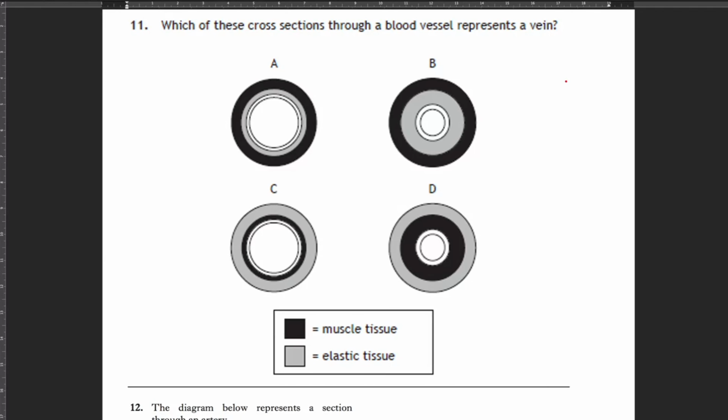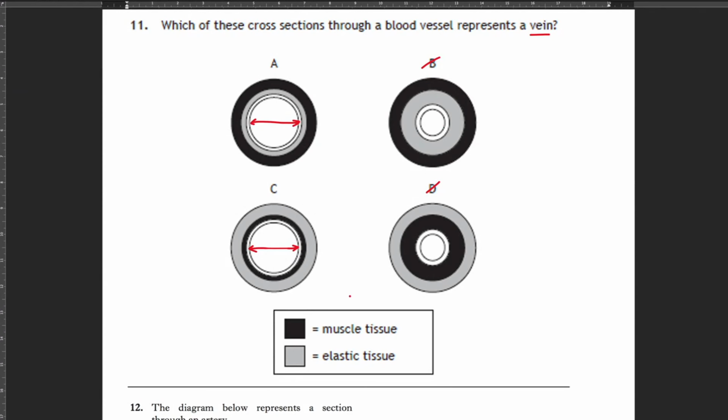So this one says, which of these cross sections through a blood vessel represents a vein? Okay, so if we remember the features of the vein, well, it's got a wide lumen. It's got a wider lumen, so that's going to probably be this one or this one. These both have a wide lumen, don't they? Whereas B and D have very narrow lumens, so they look more like arteries than veins.